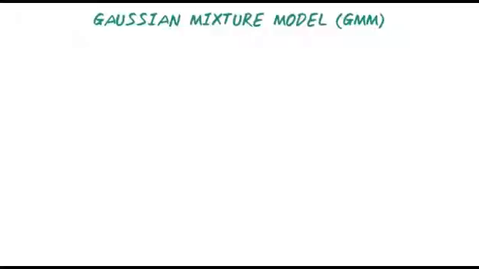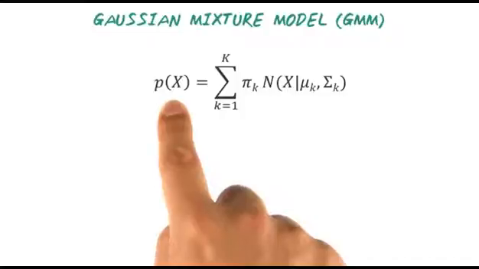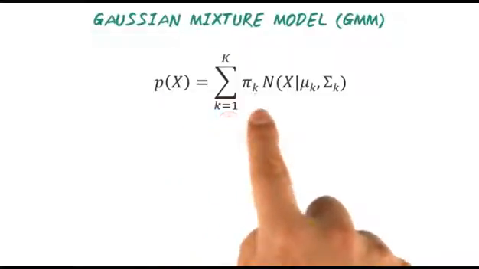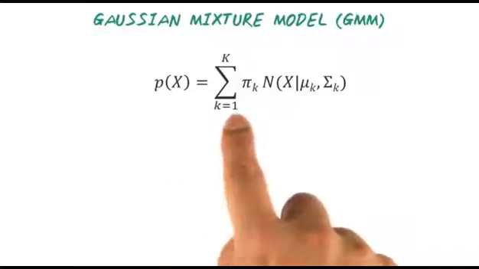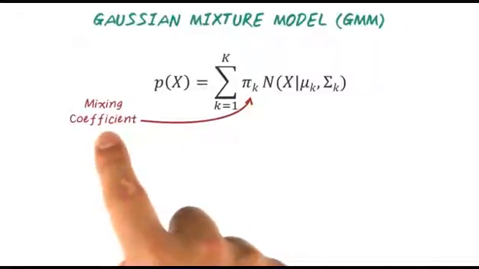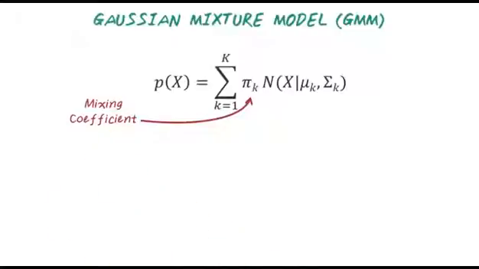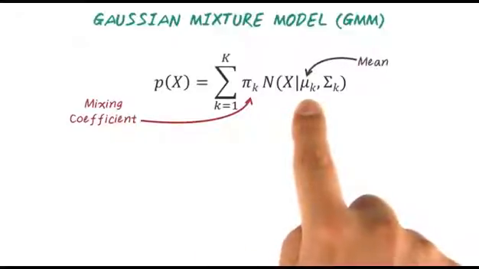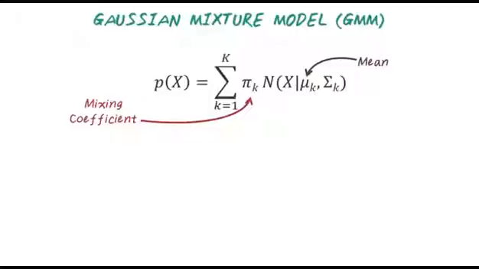Now let's introduce the mathematical definition of Gaussian mixture model. The probability of a data point x is the weighted sum over k Gaussian distributions. Here, pi k is the mixing coefficient for cluster k. Intuitively, it tells us how big the cluster k is. And mu k is the mean of cluster k, or the cluster center for cluster k. And sigma k is the covariance for cluster k.